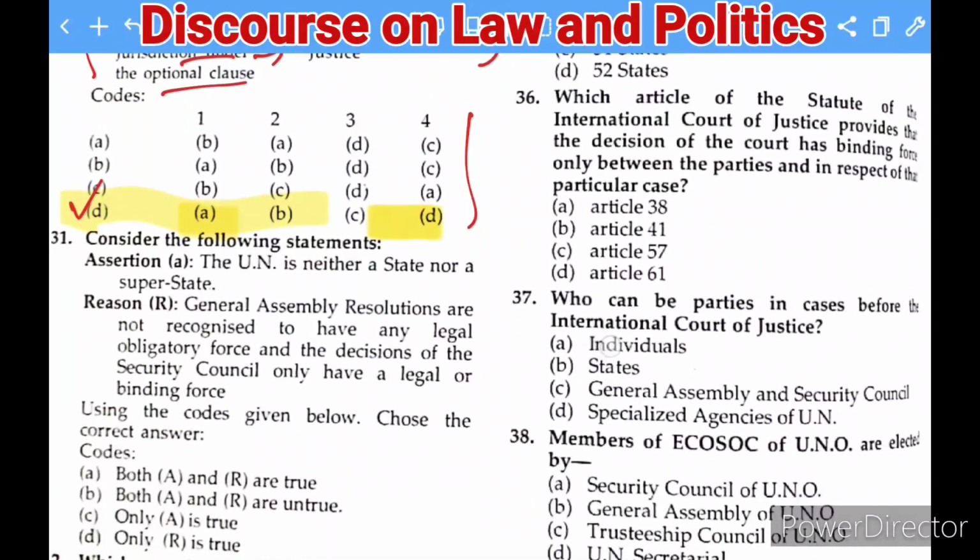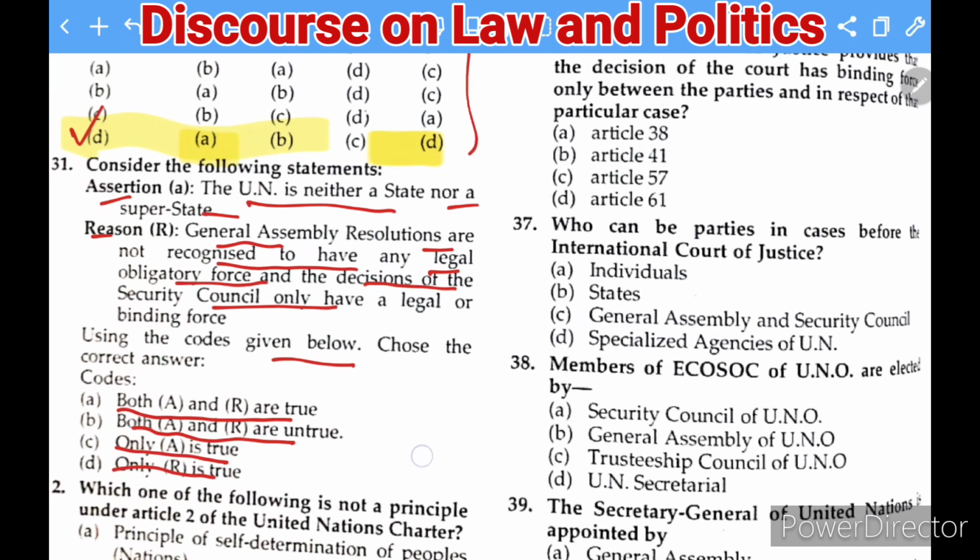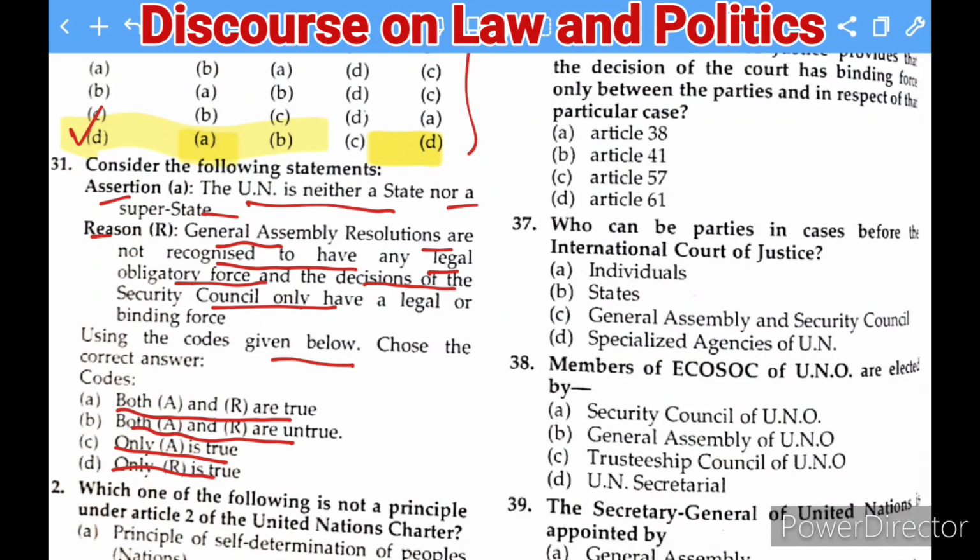Okay, coming to the next question, which is based on assertion and reason. The assertion is that the UN is neither a state nor a super state. The reason given is that General Assembly resolutions are not recognized to have any legal obligatory force, and only the decisions of the Security Council have a legal or binding force. Using the code we have to give the answer. The code options are: both A and R are true, both A and R are untrue, only A is true, only R is true. Just give your answer, which is correct. You all know that unless the Security Council comes in, the bindingness of the decision of the General Assembly is not so much. So option A here is correct because it gives the right character of this body.